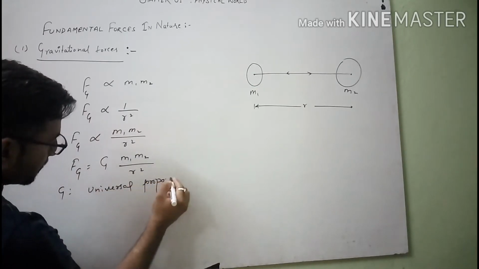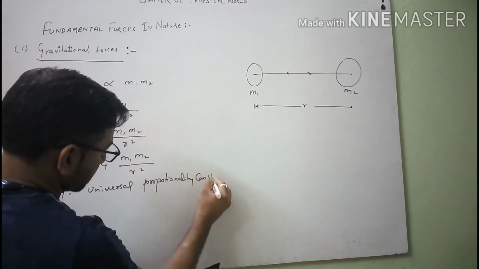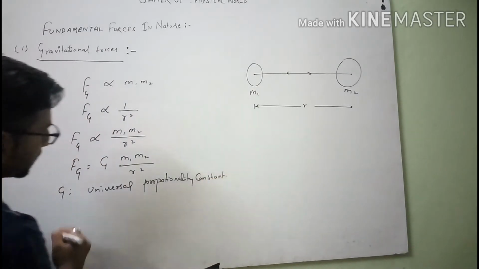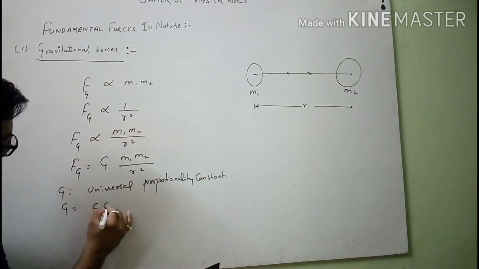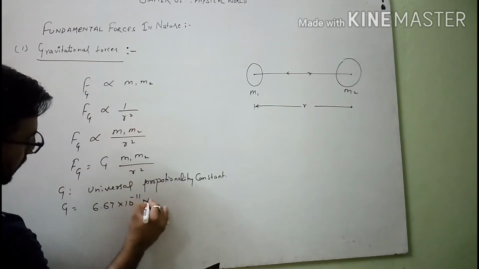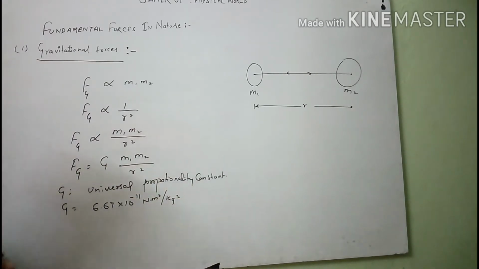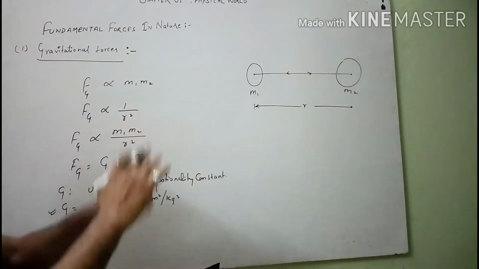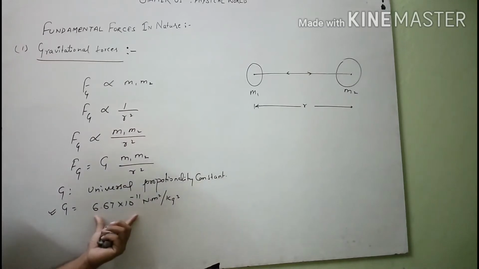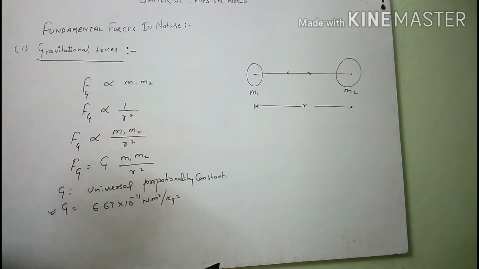proportionality constant. Clear, students? The value of G is 6.67 × 10^-11 N m² per kg². This is the value of capital G, which is constant for the whole universe, equal to 6.67 × 10^-11 N m² per kg².